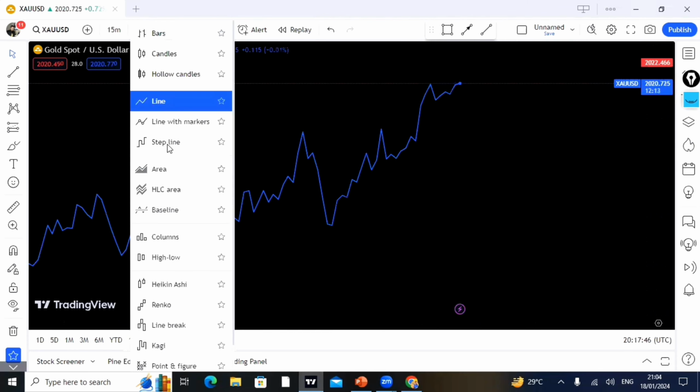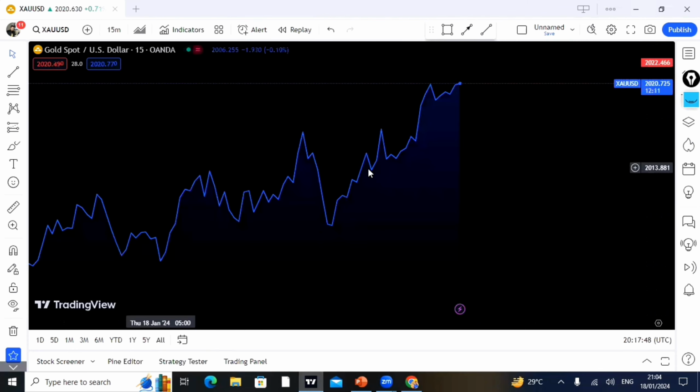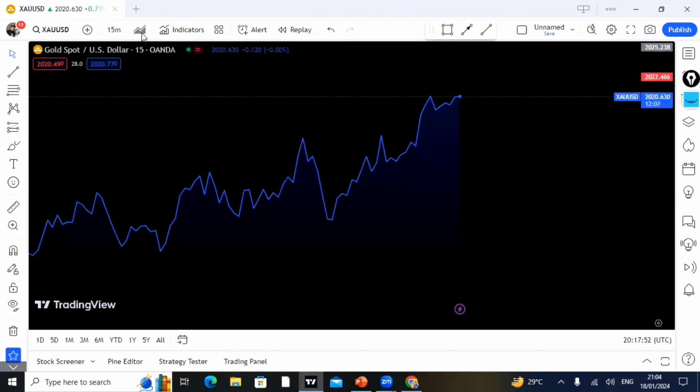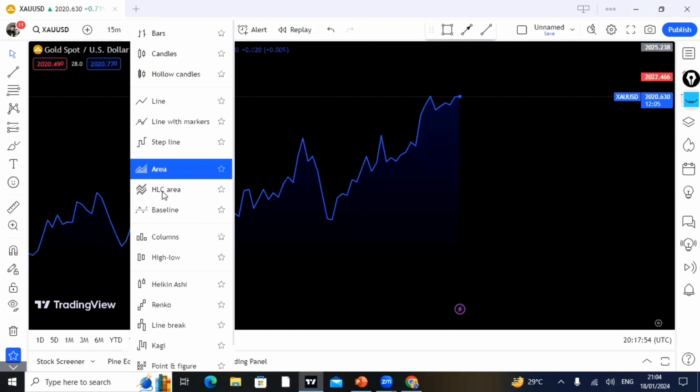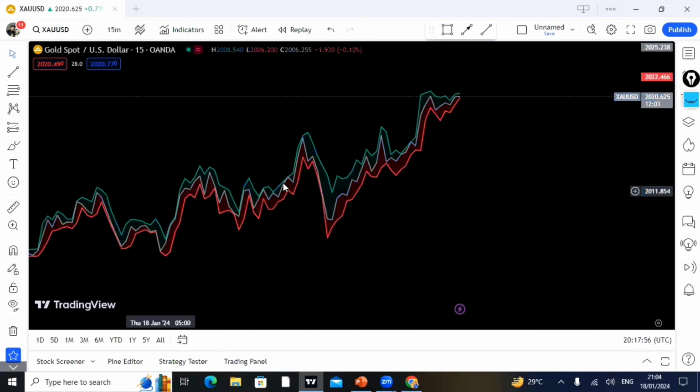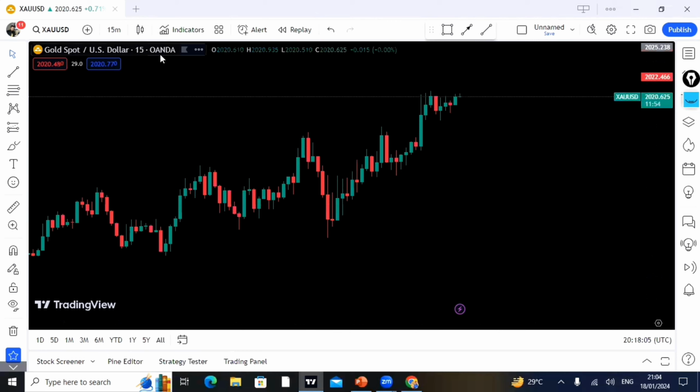Then apart from line chart, we have area. These area charts, you can use area chart to analyze and also know when to buy and when to sell. We also have HLC area chart. But then research has been done and we've come to the conclusion that candlesticks is the best. Candlesticks is the best. Why?